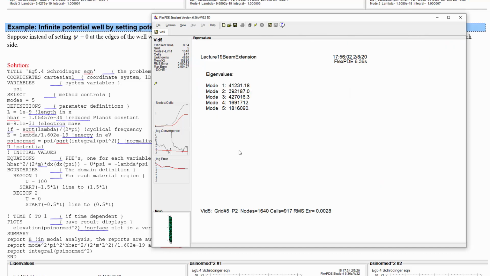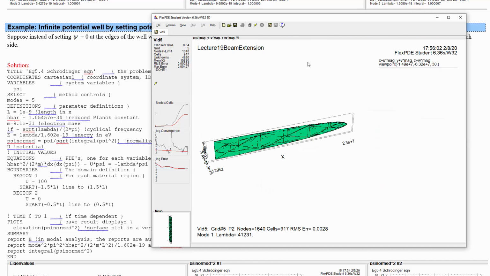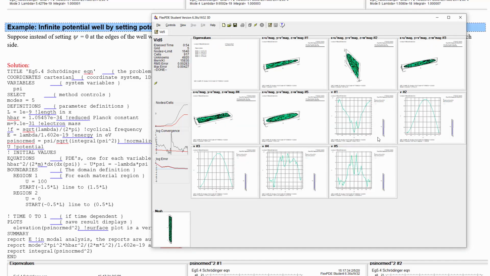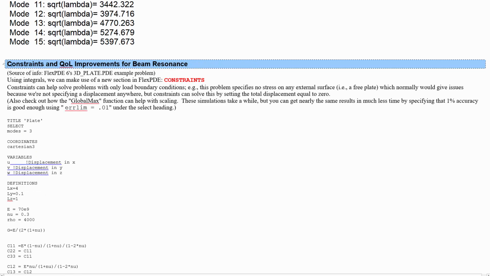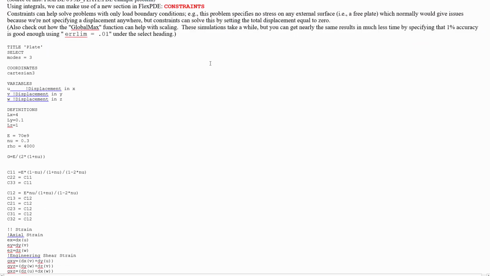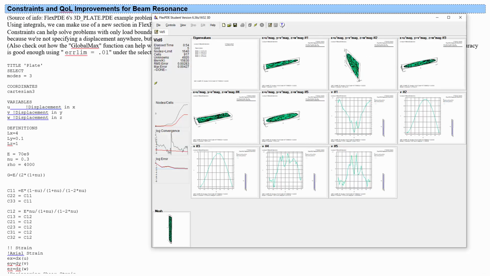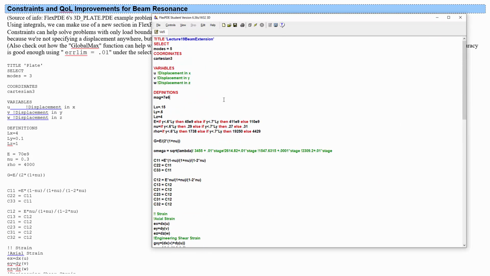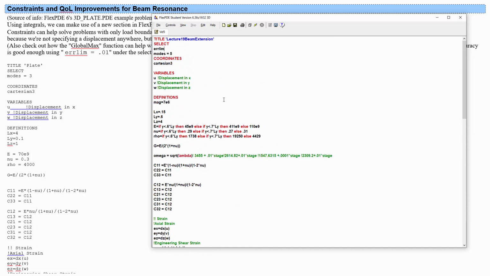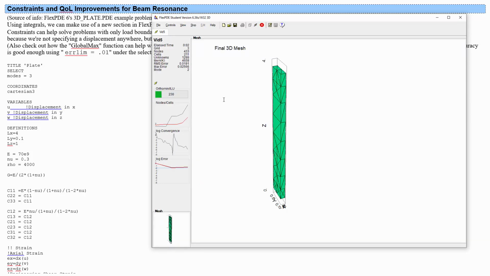They are way too much for what we were anticipating, and there's some tricks that we can do to clean this up. So we're going to improve things with this next section here, constraints and quality of life improvements for beam resonance. And the things to do in here are, first of all, under select, let's say that the error limit is 0.01 because that's basically good enough. This right away will speed up the simulation quite a lot.